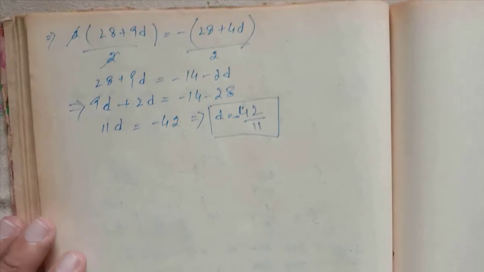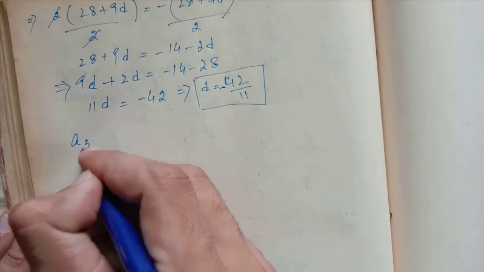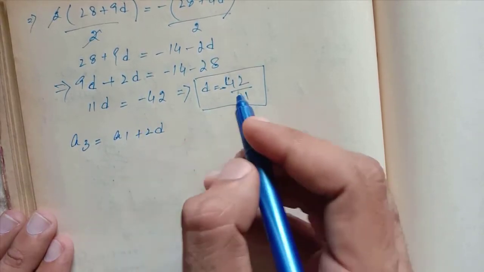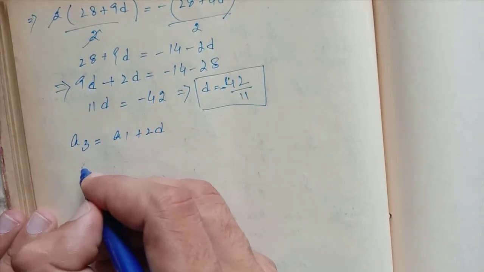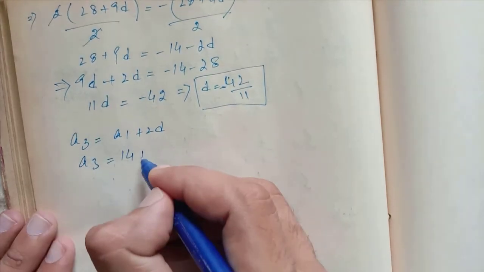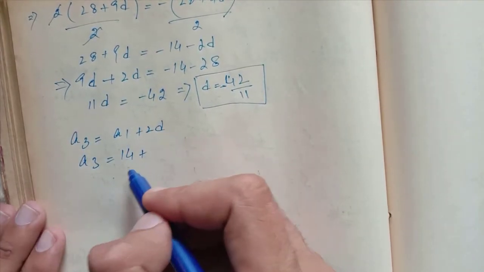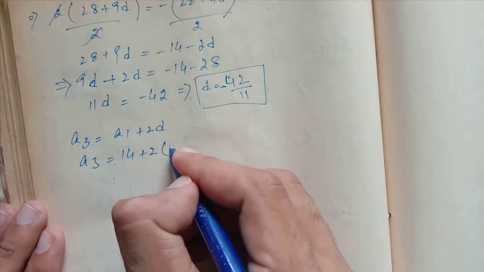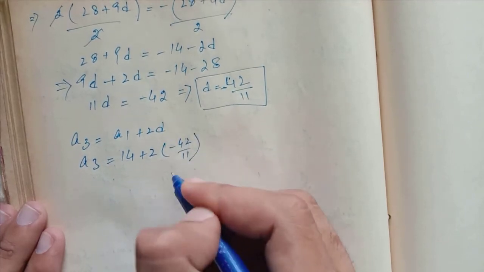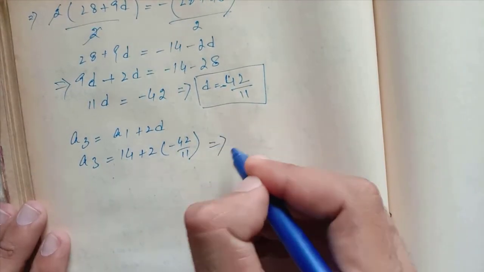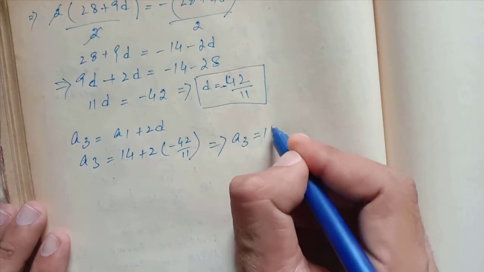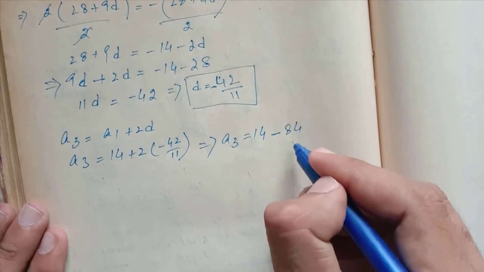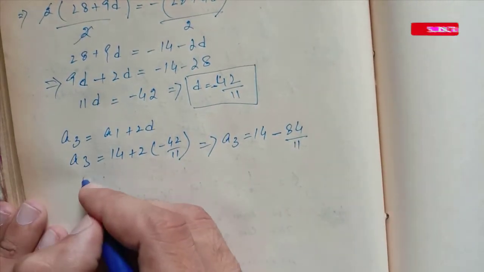Now put in A3 equal to A1 plus 2D. Now A3 equal to 14 plus 2 into minus 42 divided by 11. Now this implies that A3 equal to 14 minus 2 4s are 8, 84 divided by 11.